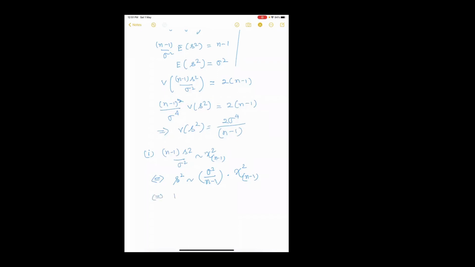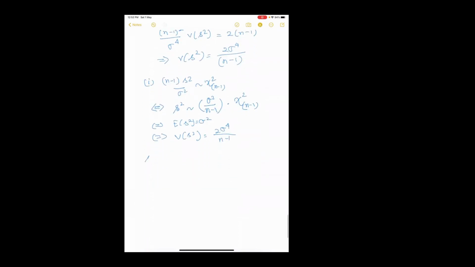My expectation of s square is sigma square and variance of s square is 2 sigma to the power 4 by n minus 1. The distribution of s square does not involve mu at all. Though x bar does have some information about sigma square, s square is completely free from mu. S square is only containing information about sigma square.